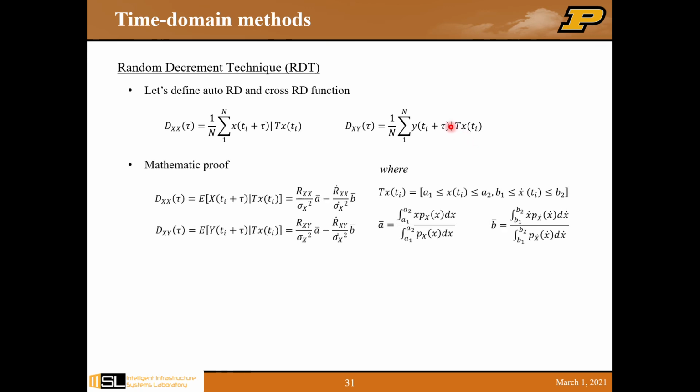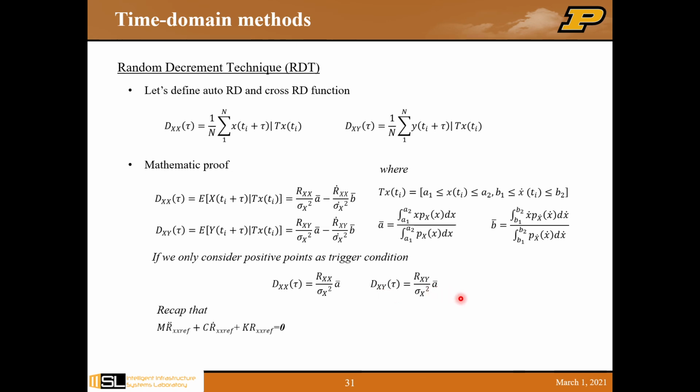For the mathematical proof, we can expand the RD method as the expectation, and eventually we can find that it is actually a function of the cross correlation and auto correlation of the measurements. If we consider positive points as the trigger condition and further simplify the formula, D_xx and D_xy are actually functions of R_xx and R_xy.